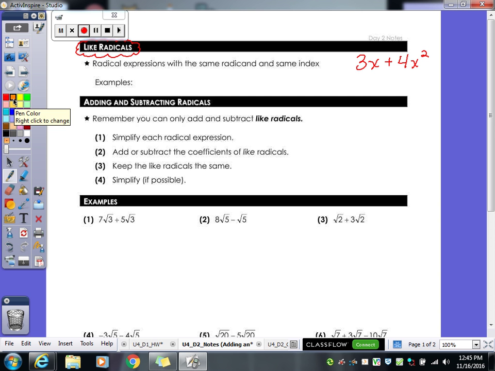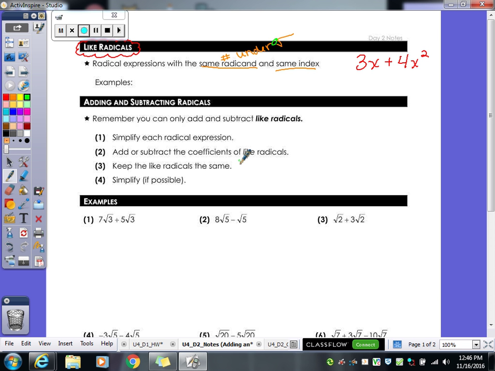A like term has the same radicand, which if you remember, that's your number under the radical. Number under the radical, that's your radicand. So that number under that radical sign needs to be the same. And they need to have the same index. Who remembers where we can find the index? Aaron? In front of the radical sign. It's usually written right up there. That's your index. So make sure you have the same index also.